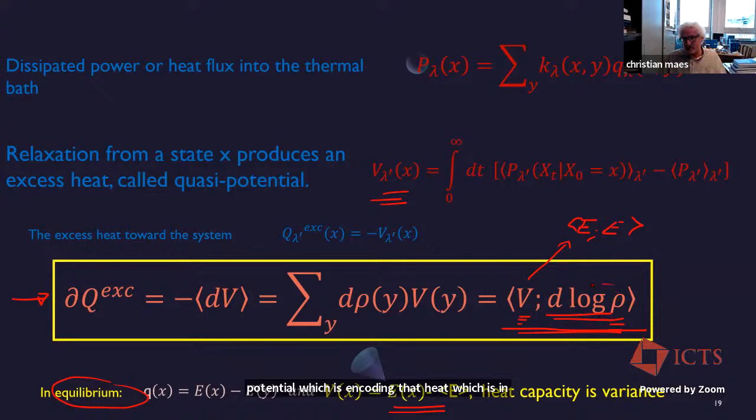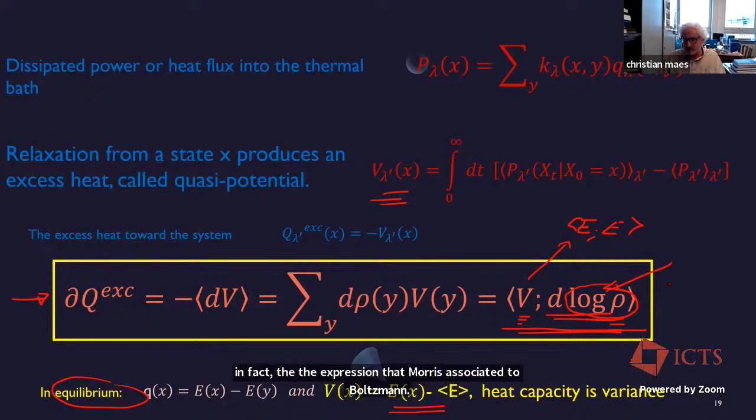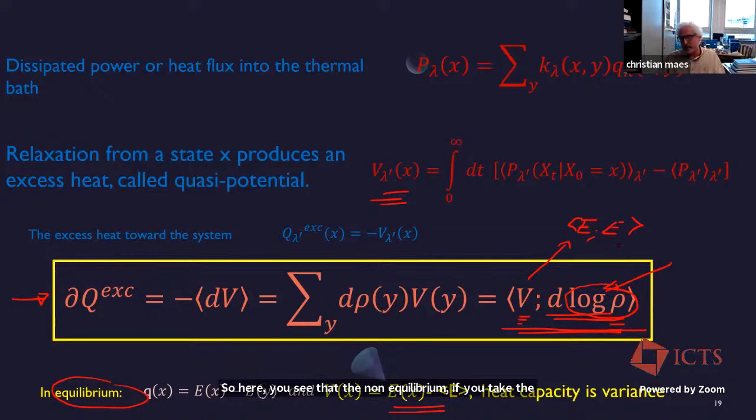And this log rho, well, that is in fact the expression that is associated to Boltzmann, of course. This is related to the occupation level distribution. So here you see that in non-equilibrium, if you take the excess heat, it's no longer related to a variance, but it is related to a covariance between the Clausius aspect of the entropy and the Boltzmann aspect of the entropy. And now I have been making so much drawing that you can no longer read it.